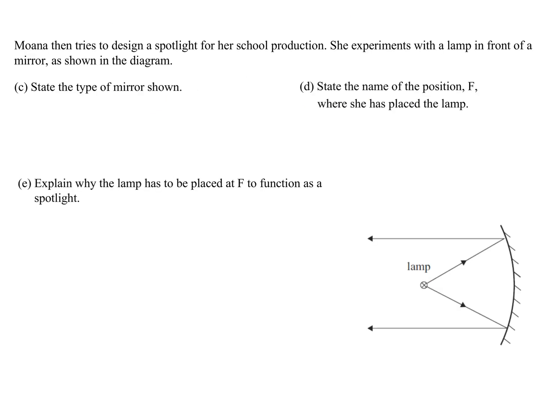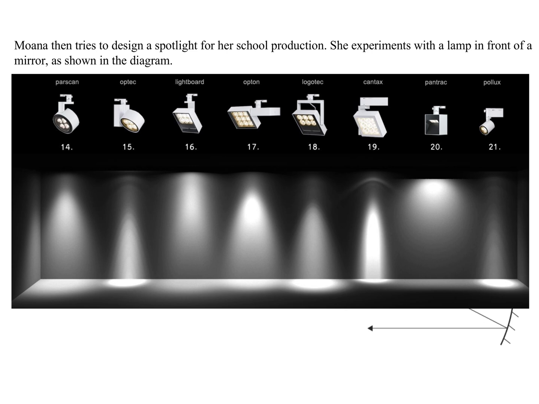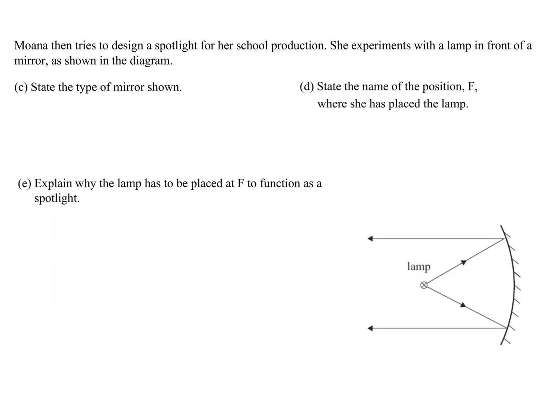Okay, let's move on to the next part. Moana then tries to design a spotlight for his school production. Now, there are different types of spotlight, so it depends on what we're trying to do. We may want to focus the light onto a point. We may try to focus the light into a wider part of the stage. But in this case, it's trying to create a lamp which will reflect the light in the horizontal direction. Basically, as shown in the diagram, the reflected rays are parallel to each other along the principal axis.